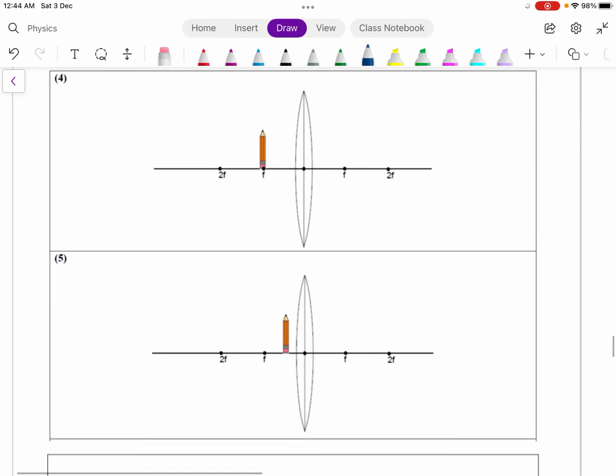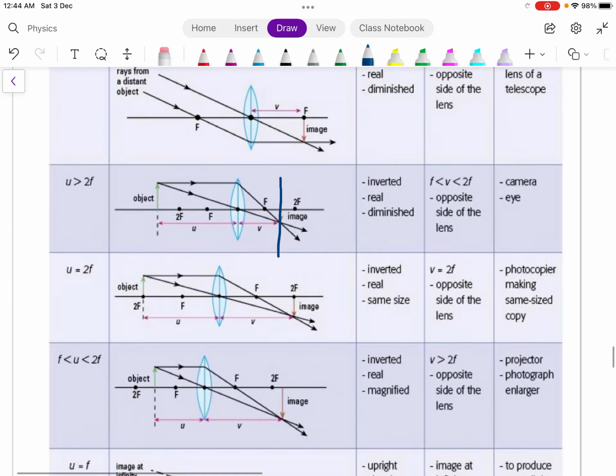Okay, I just want to talk about the fifth drawing. So for the fifth drawing, you notice that the object is now in front of the first focal point. So this will actually form a virtual image. So what is a virtual image? I'll just show you this thing.